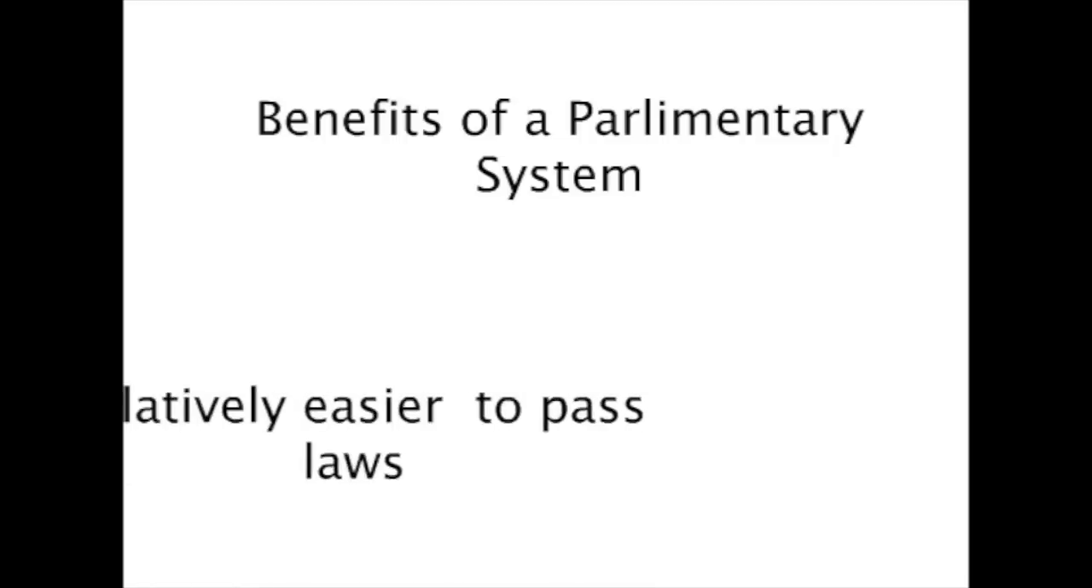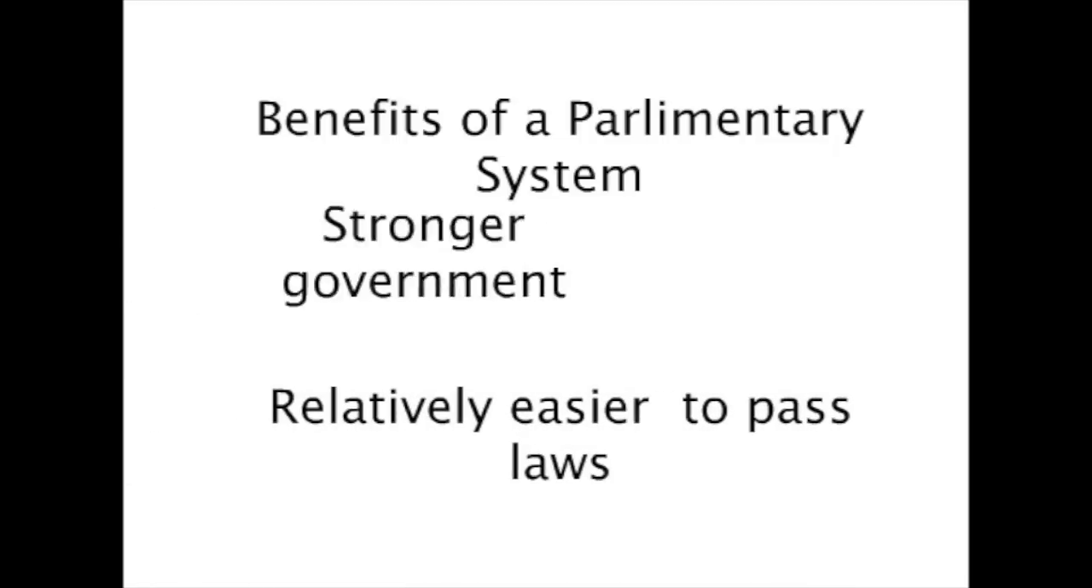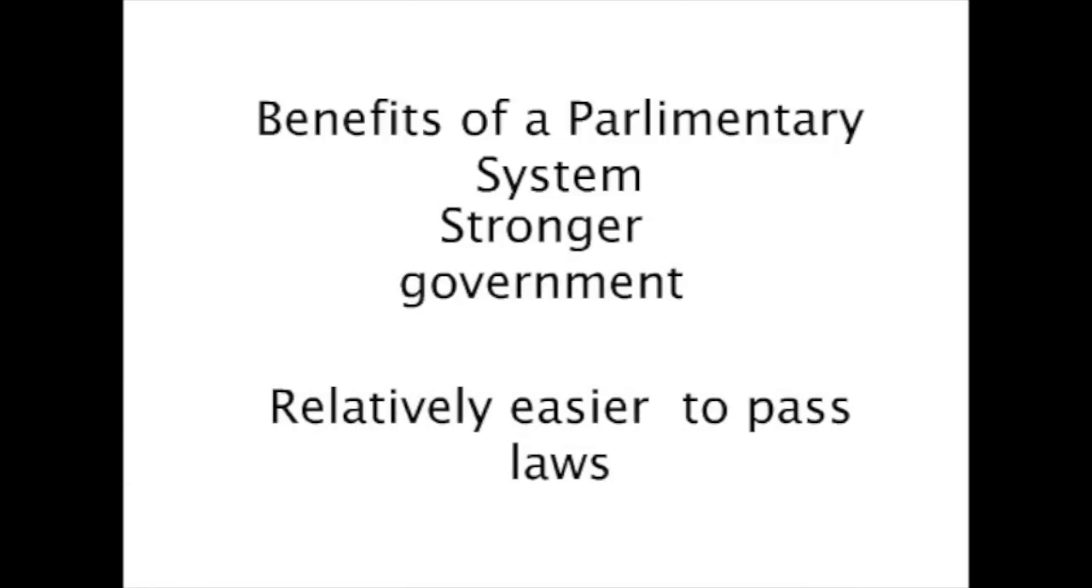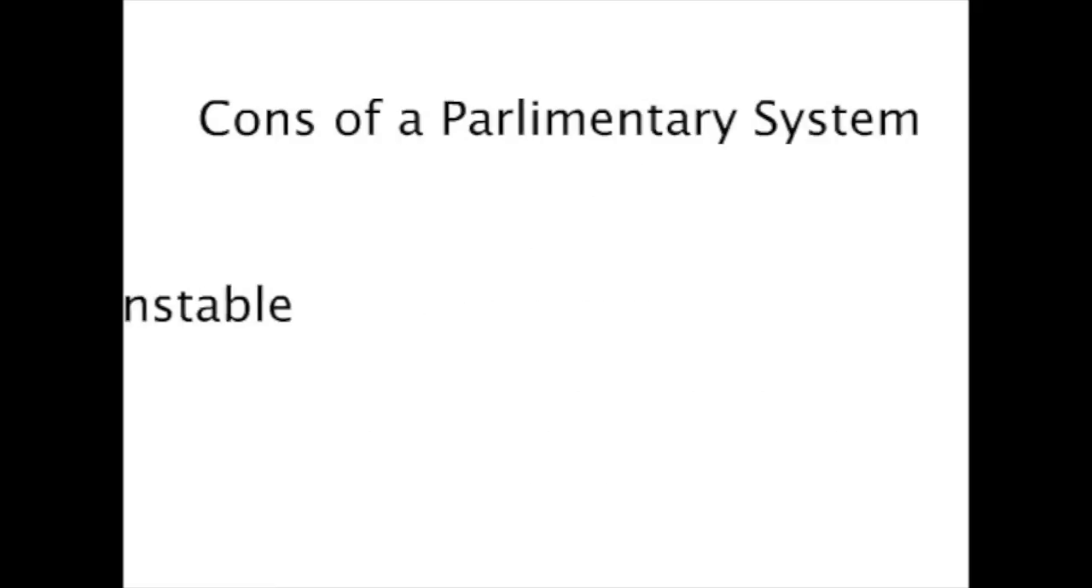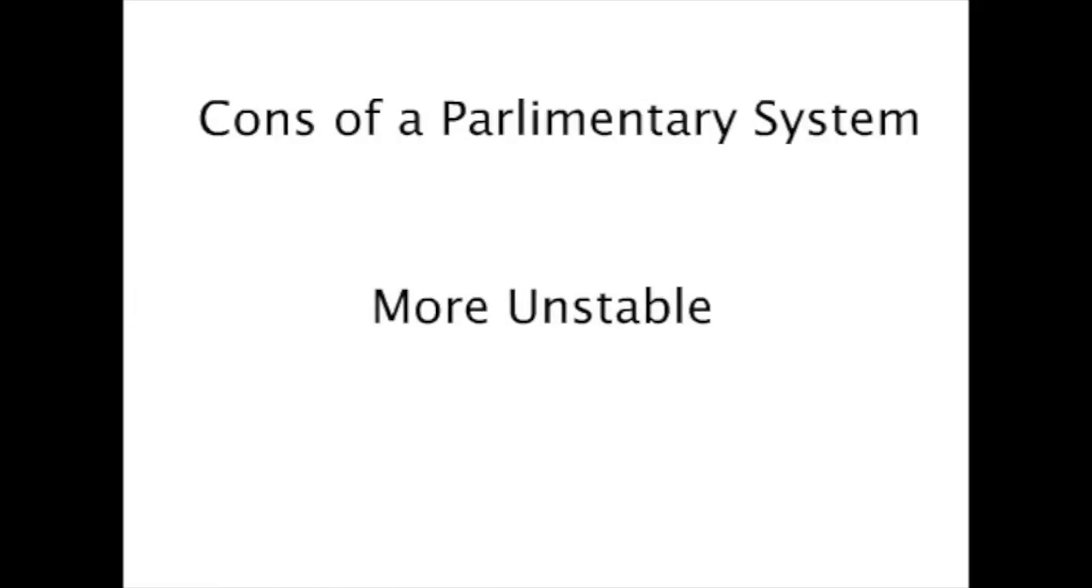Conversely, in a parliamentary system, it is easier to pass laws. Also, prime ministers wield more powers since they are essentially the head of the executive as well as the head of the legislature. But it's more unstable since the party leaders are relatively fluid.